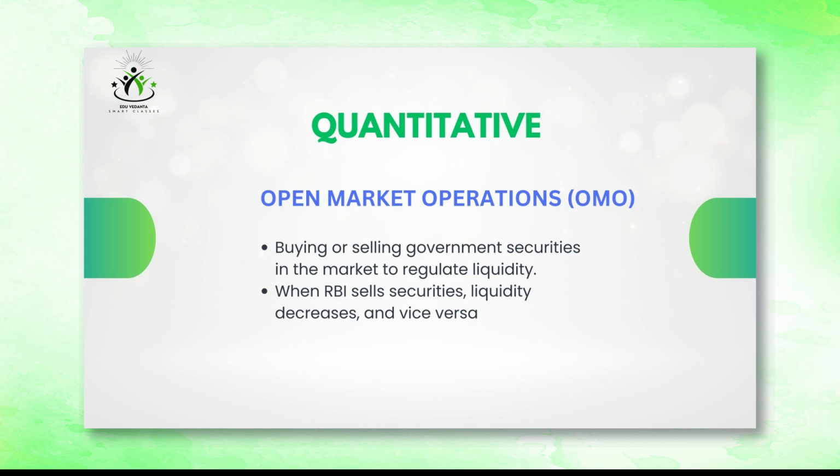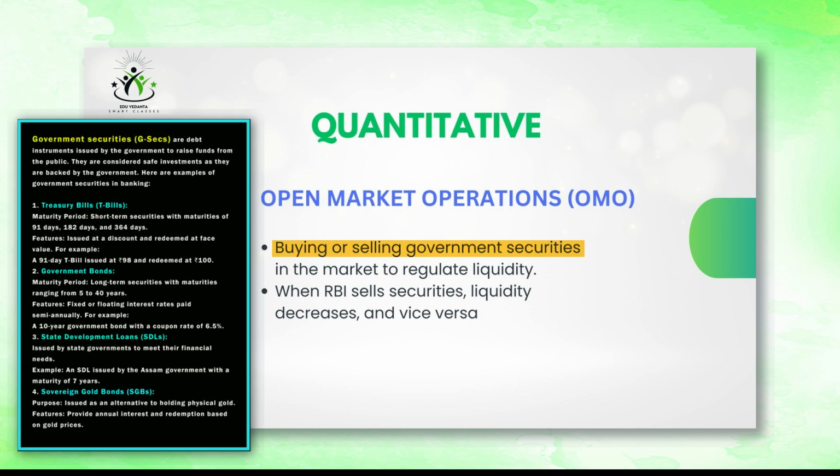The RBI also uses open market operations, or OMO. By buying or selling government securities, the RBI can regulate the liquidity in the market. For instance, selling securities reduces liquidity, while buying securities increases it.